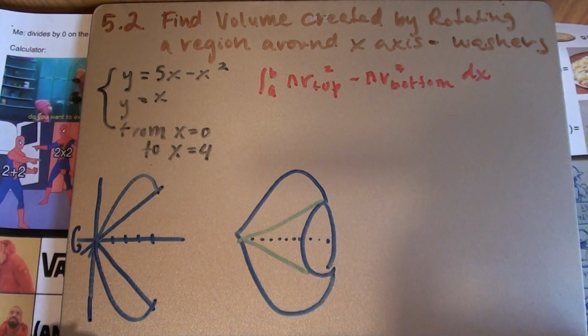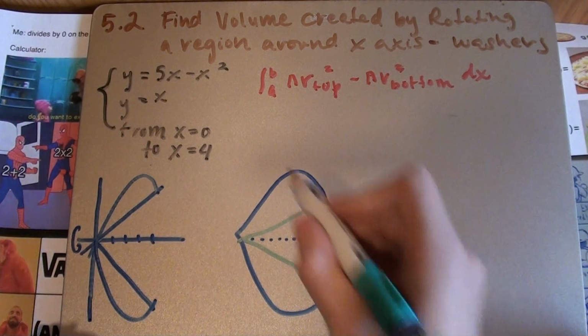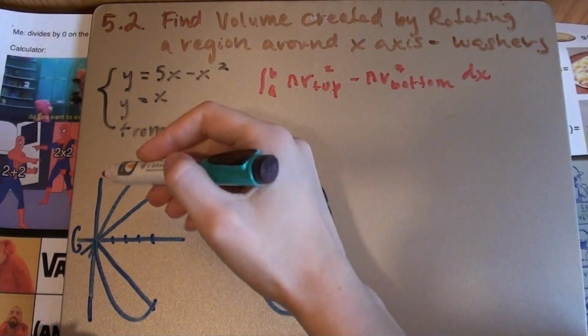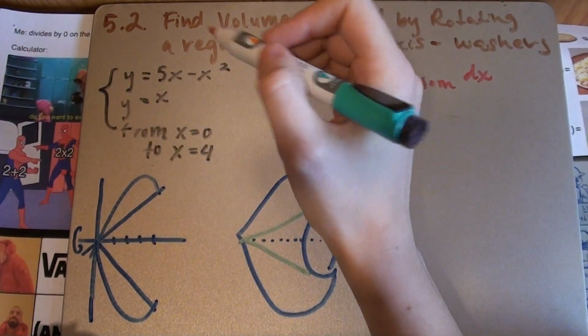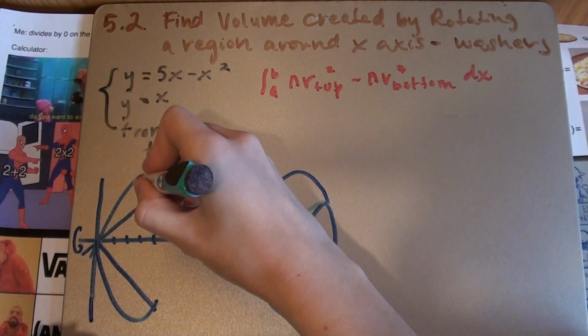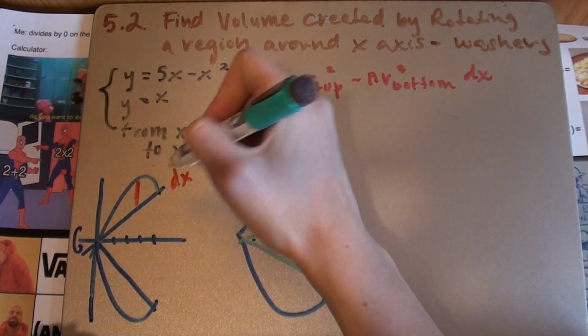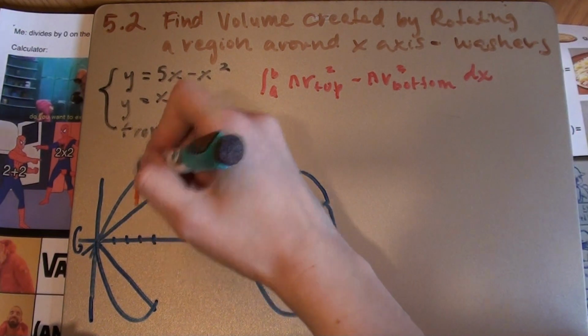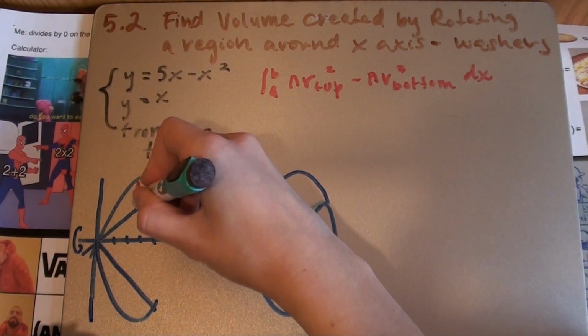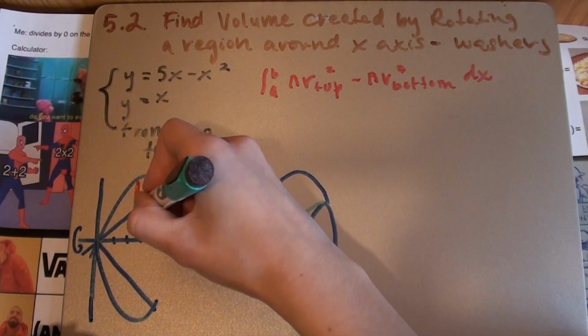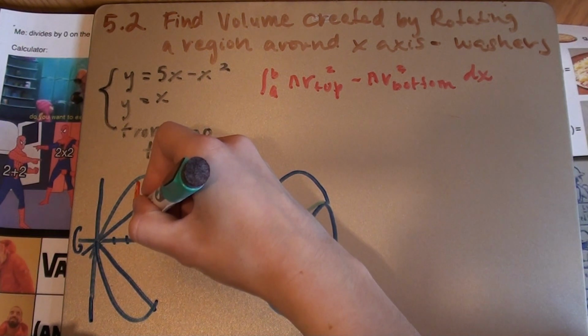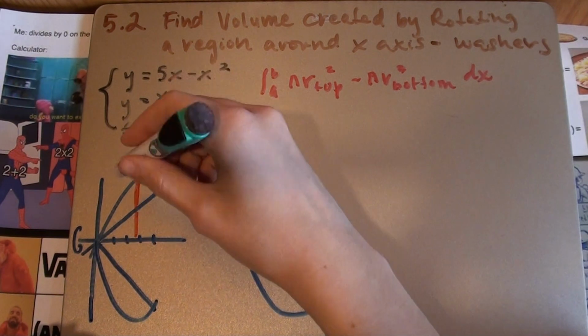So now that we kind of have a visual of this, we have to figure out, all right, how are we going to find our volume? What we did before, in the past couple of videos, when we were using the disk method, is we'd pick a rectangle and say it had a width of dx, right? And because we're using the disk method, we did it from the axis of rotation up to the function.